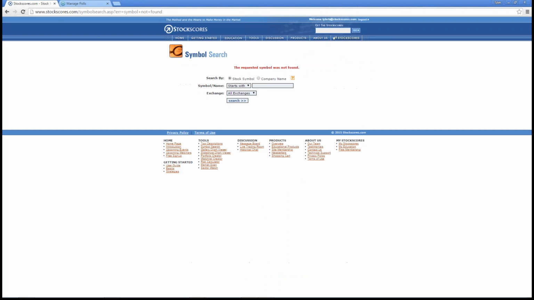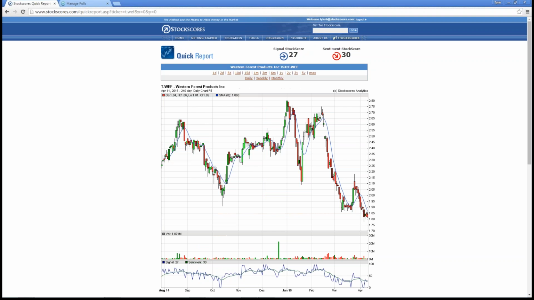WEF, maybe T. If it's a Canadian stock, I have to put a prefix in front of the symbol. So this is a stock that is negative. It's moving down from left to right. We have pessimism. So I think it's a stock to avoid. Right now, support is at about $1.77. If it breaks down through $1.77, I would sell it. But I really don't see a reason to own this stock right now.